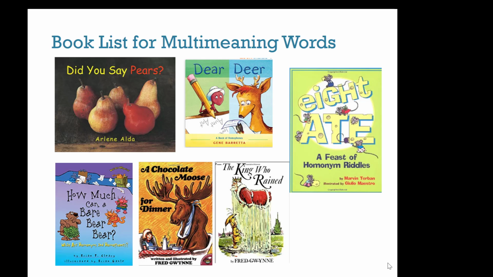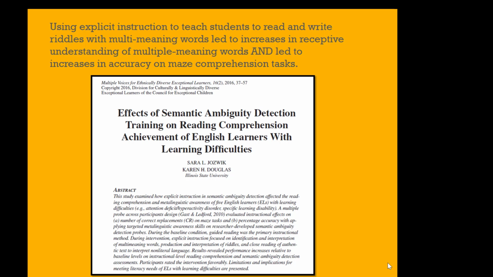There's a recommended book list that I'm providing in picture form here. Some titles that can help introduce students in elementary grades to the concept of multi-meaning words. One is Did You Say Pears by Arlene Alda, Dear Deer by Jean Beretta. Eight Ate: A Feast of Homonym Riddles by Marvin Terban. The King Who Reigned and A Chocolate Moose for Dinner. Both of these are written and illustrated by Fred Gwynne, who you might know as Herman Munster if you watch The Addams Family. How Much Can a Bear Bear? What Are Homonyms and Homophones? is by Brian Cleary.